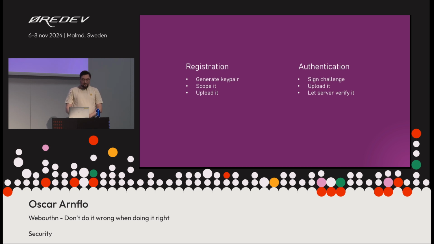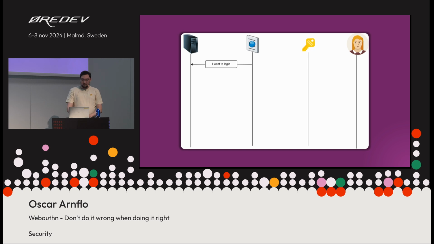So in practice, this looks something like this. You have a user agent, i.e. a browser, and the user says, hey, I want to log into your service. The server then says, yeah, okay, right, here's a challenge. The browser then communicates with the authenticator, saying, okay, here's a challenge, here's the credential ID, here's the relying party ID, and here's the origin. It does this by using the Web Authentication API.